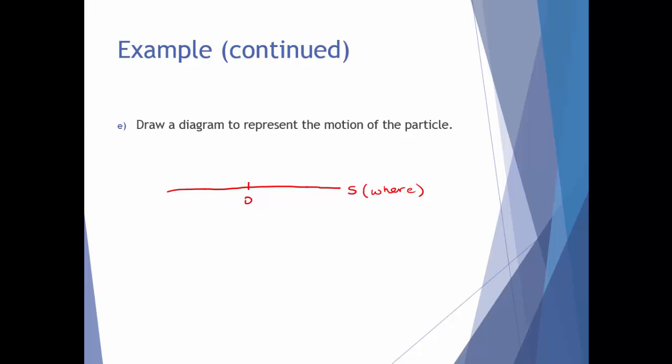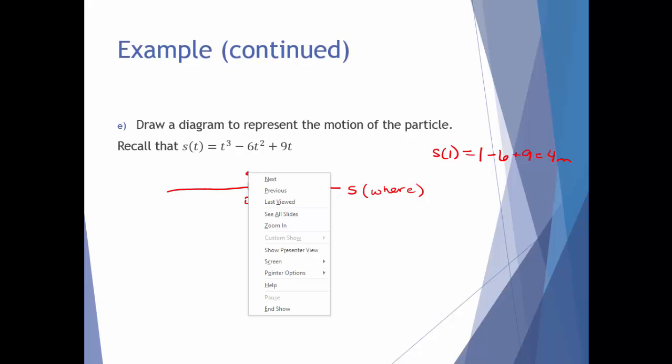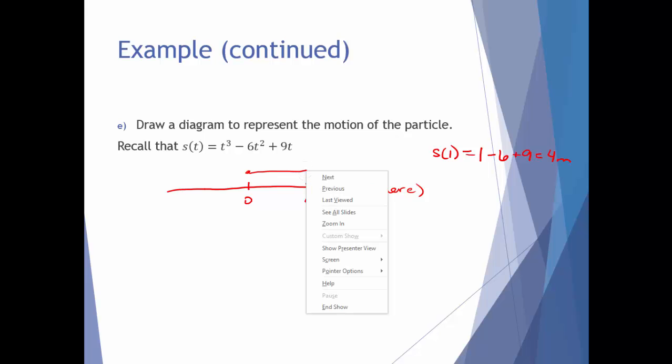In order to answer that, we need to calculate s of 1 for our particular function. So s of 1 is 1 cubed, which is 1, minus 6, plus 9 times 1, which is 9. So after 1 second, this particle has gone to 4. It's at a position of 4 meters. So this is where my particle is located. It started here at 0, and it has moved in this direction to 4. Okay. Now, that occurred at a time of 1 second.